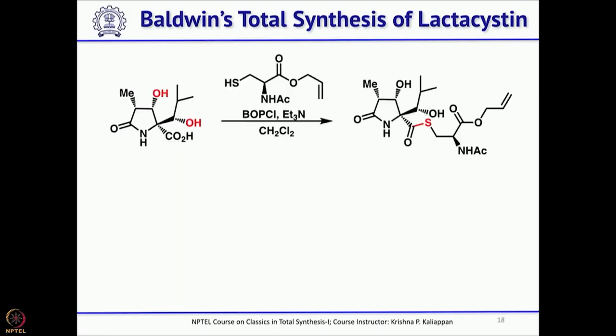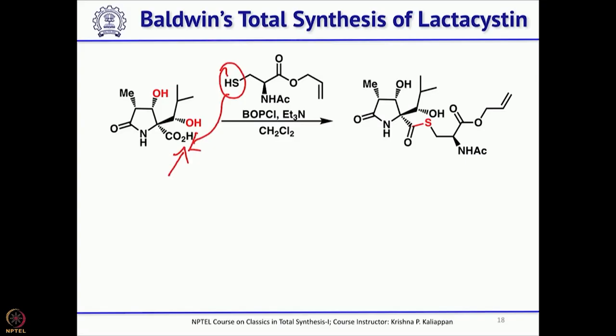So what does he have to do? He has to couple this carboxylic acid with the thiol. And the thiol should be derived from cysteamine. So he took cysteamine, then the NH was protected as acetamide, and then the carboxylic acid was protected as allyl ester. Then this thiol can undergo coupling with the carboxylic acid. Yes, it went and it formed the corresponding thioester.